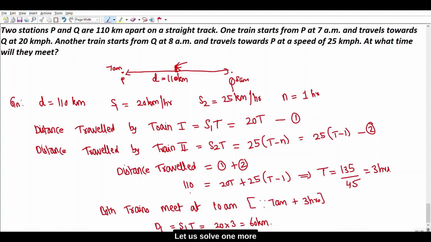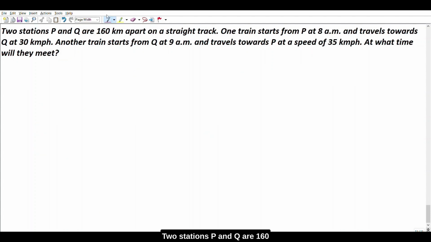Let us solve one more example to understand this concept. Two stations P and Q are 160 km apart on a straight track. One train starts from P at 8 a.m. and travels at a speed of 30 km per hour towards Q. Another train starts from Q at 9 a.m. and travels towards P at a speed of 35 km per hour. At what time will they meet?